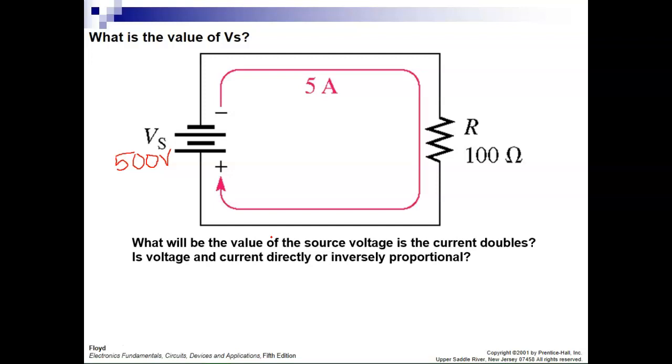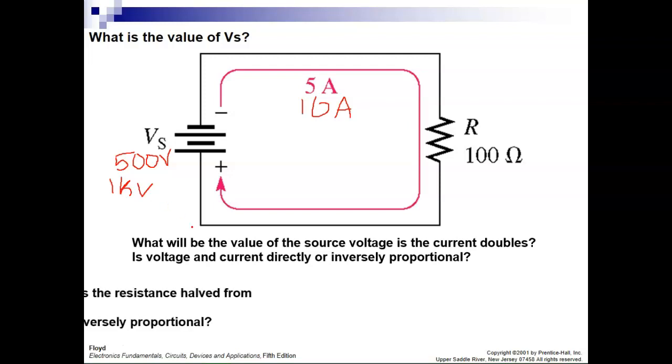What would be the value of the source voltage if your current doubles? So if my current goes up to 10 amps, what's my voltage going to do? It'd be 1 kilovolt. Correct. Basically, if the amps double, then the voltage doubles, if the resistance stays the same.